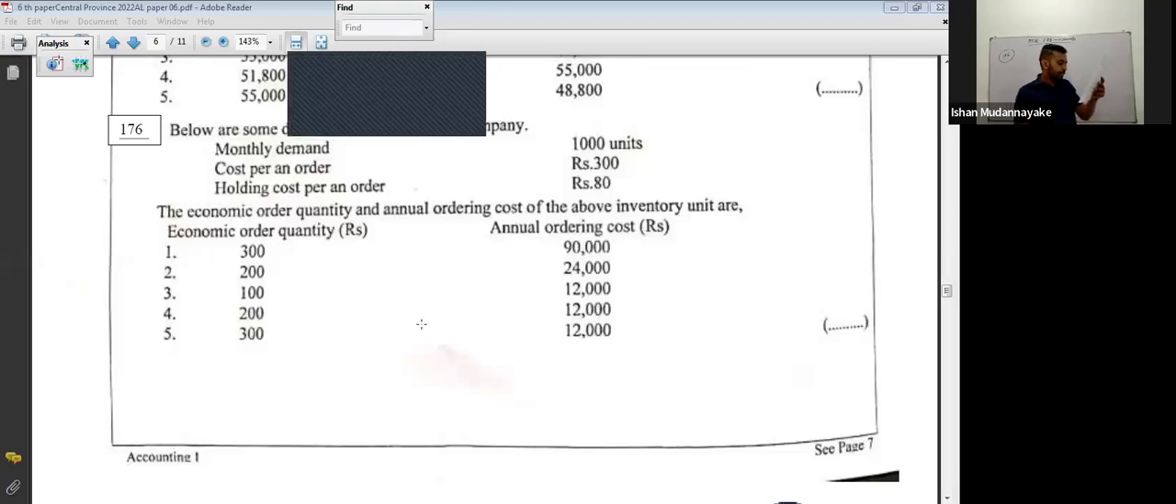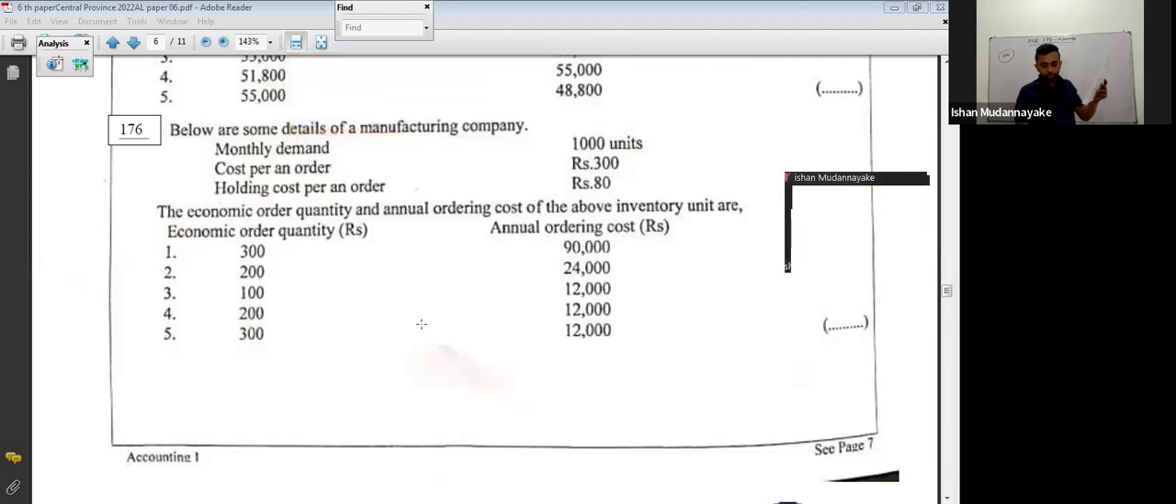Below are some details of a manufacturing company. Monthly demand 1000 units. Cost per order 300. Holding cost per an order 80. The economic order quantity and annual ordering cost of the above inventory units are. You need to calculate economic order quantity and then annual ordering cost.